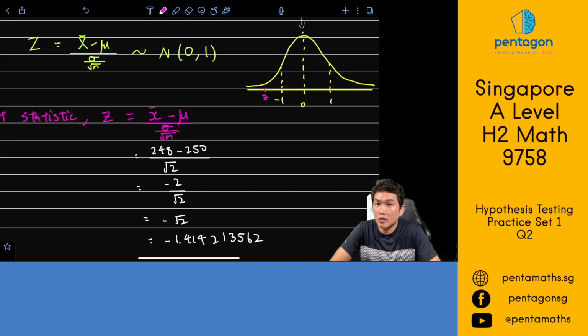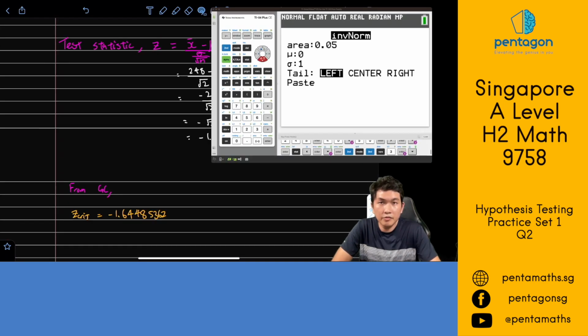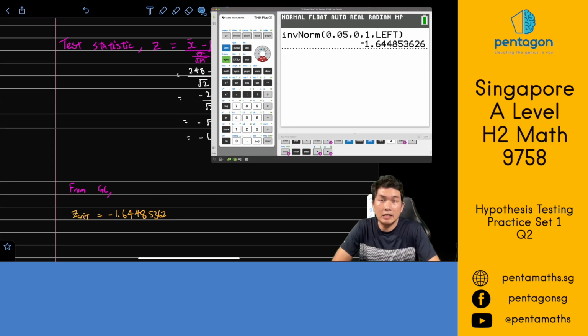Let's find out where our critical region is. To find the critical region, we have to use the inverse norm function on the graphing calculator. So this is what you should be inputting on the inverse norm function. When you press enter, you get this value, negative 1.6449. Now, you can also do this using the MF26. Let me show you quickly how it can be done.